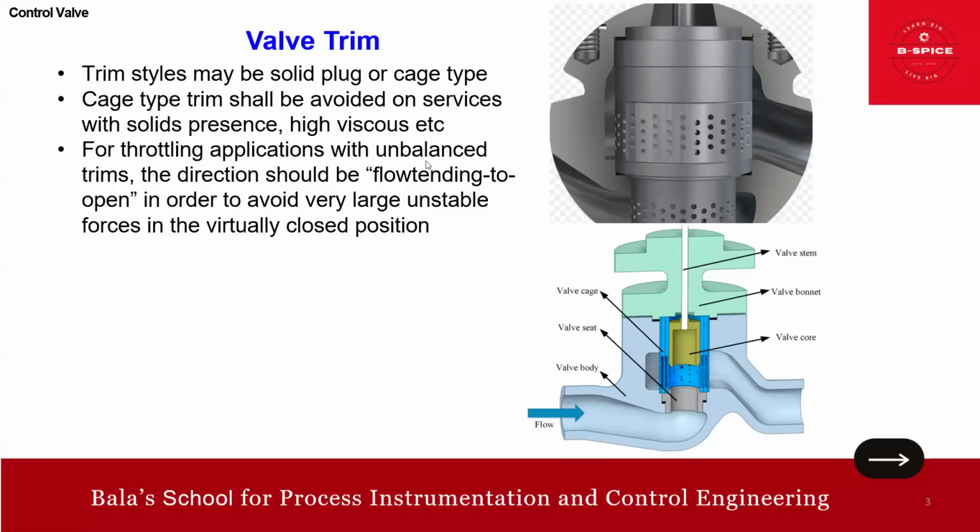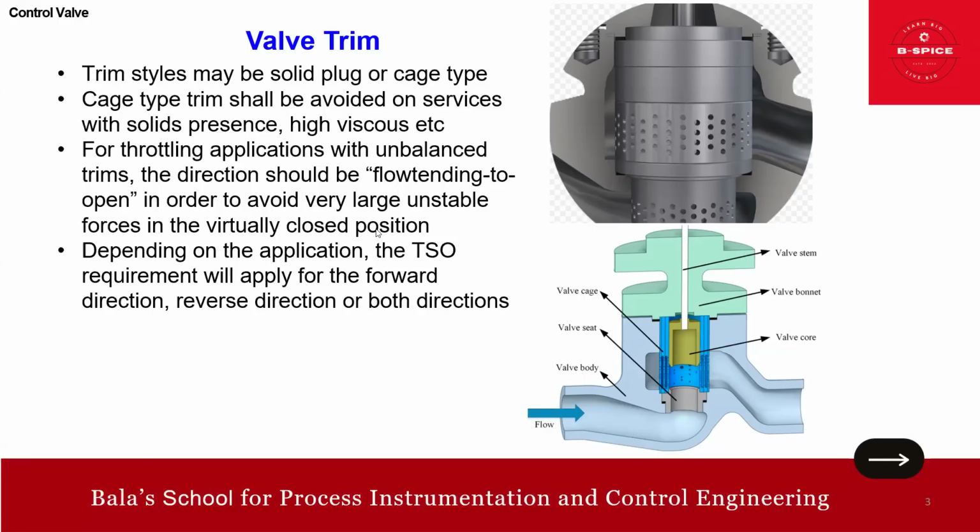So for throttling application with unbalanced trim, the direction should be flow tending to open in order to avoid very unstable forces in a virtually closed position. So that is the point actually. Again, I repeat, friends, for throttling application with unbalanced trim, meaning there is no hole, the direction should be flow tending to open, meaning when the fluid flow passes through and faces the plug directly, it gives an opening act to the plug. So this is called flow tend to open. So what for? In order to avoid very large unstable forces in virtually closed position. This is in the unbalanced trim. Just remember, friends. Okay, good to go.